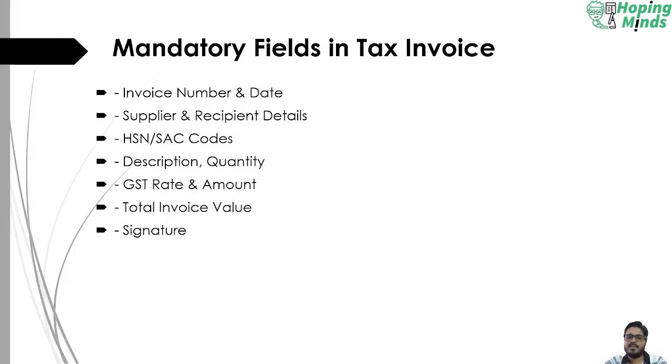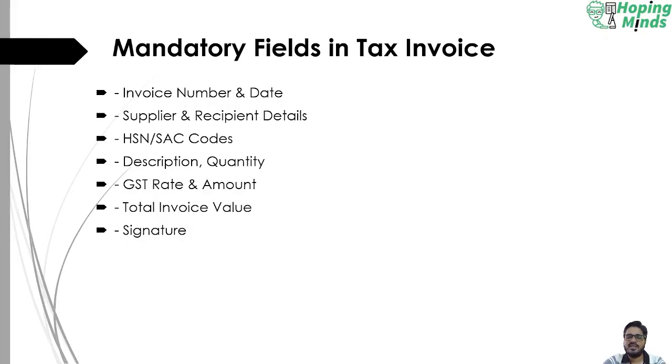Next field is supplier details. Supplier details should include name, address, contact details, and GSTIN. Then recipient details, like name, address, contact details, and GSTIN of the recipient in case he is a registered party. Then place of supply. Place of supply is a mandatory field in case of interstate supplies.